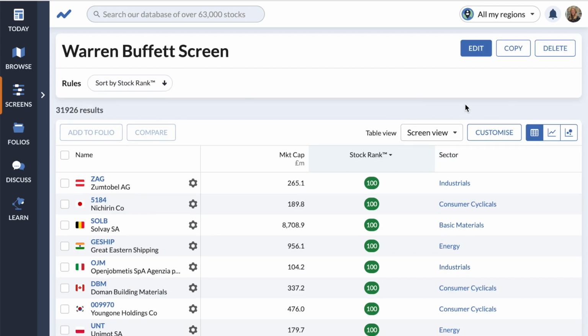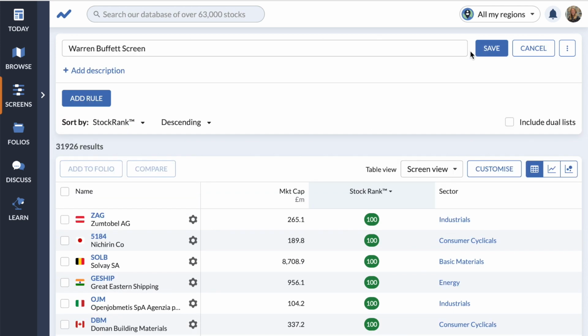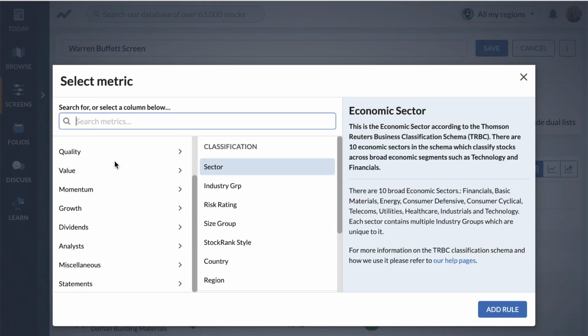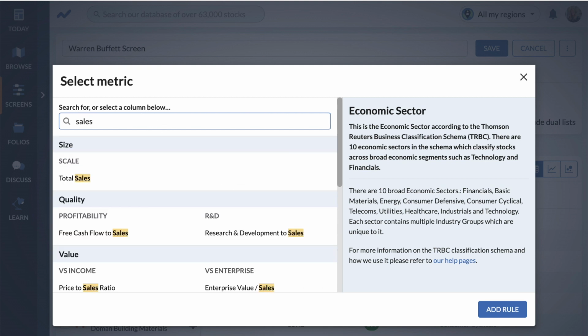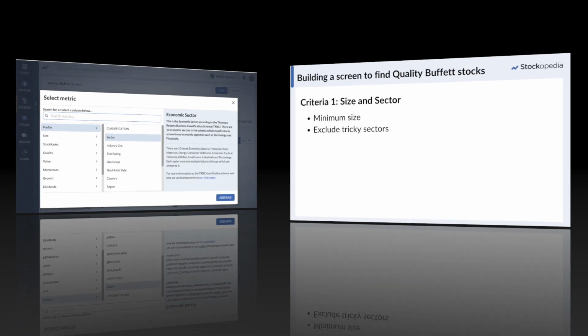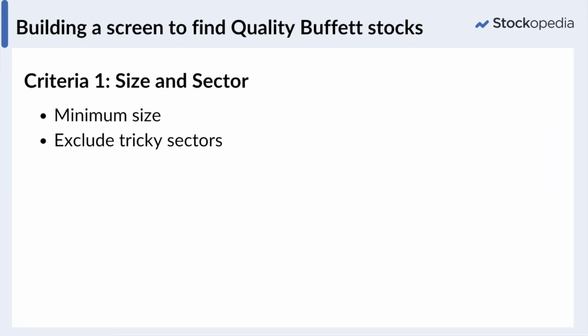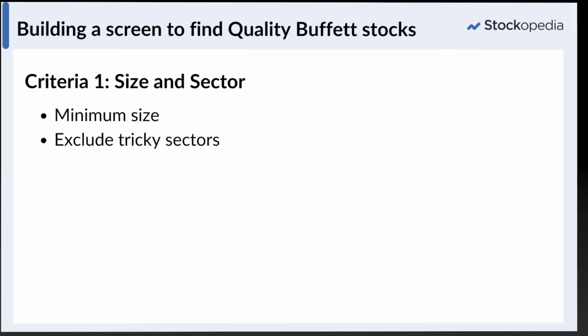And now onto the rules. Stockopedia has many hundreds of rules in its screener, and you can either explore them by browsing through the lists here or by typing specific metrics. First of all, we're going to whittle down our investment universe a bit by screening out companies of a certain size and in certain sectors.